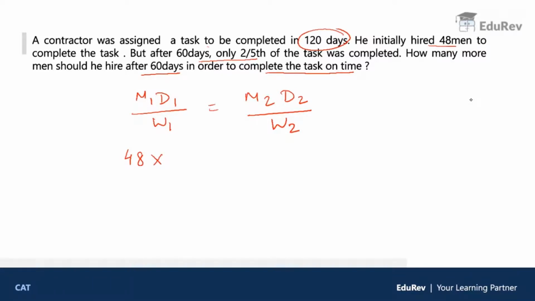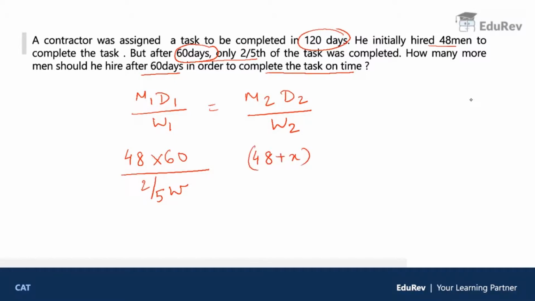We are going to talk about they worked for how many days? They worked for 60 days. And they completed how much work? They completed 2/5 of the work. Now how many more men should be hired? Let's say X more men should be hired. So the total men will be 48 plus X.